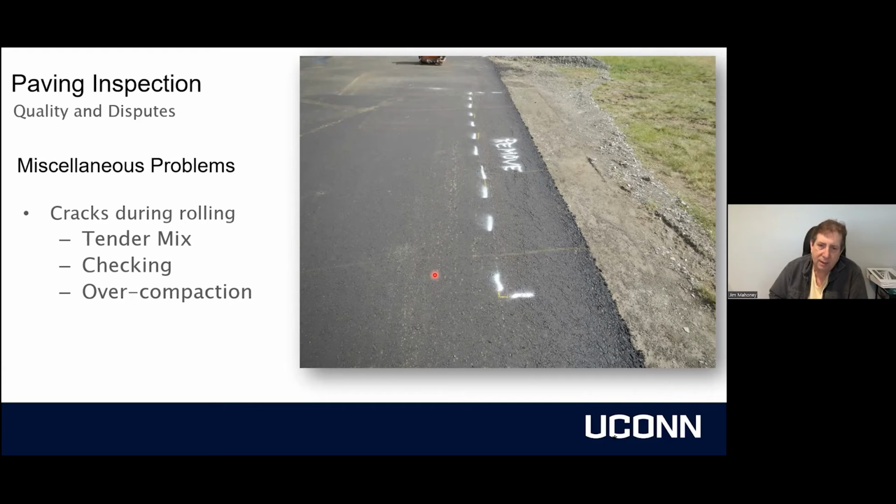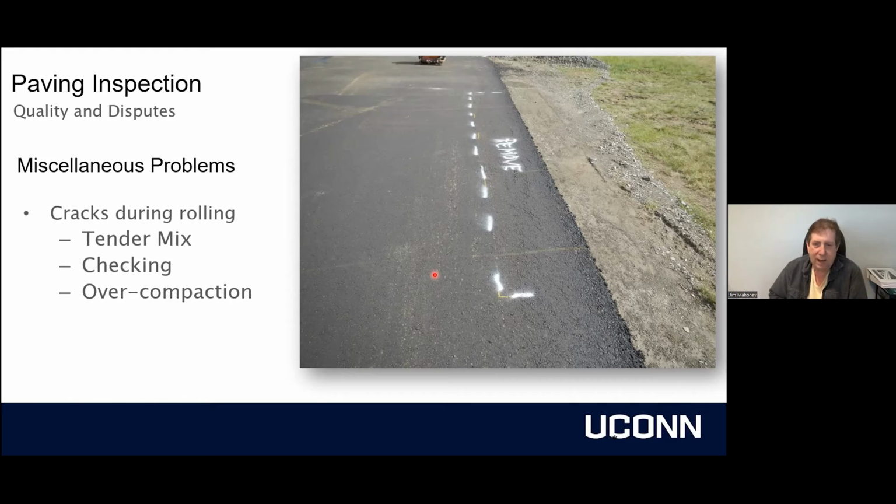And we can have checking, where that usually happens later in the season, where the middle of the mix is warm, but the surface starts to get hard. And so as the surface begins to get hard, but the middle is still soft and squishy, like the inside of a nice, hot, warm chocolate chip cookie, the surface will begin to crack and you'll get cracking underneath the rollers. That's known as checking.